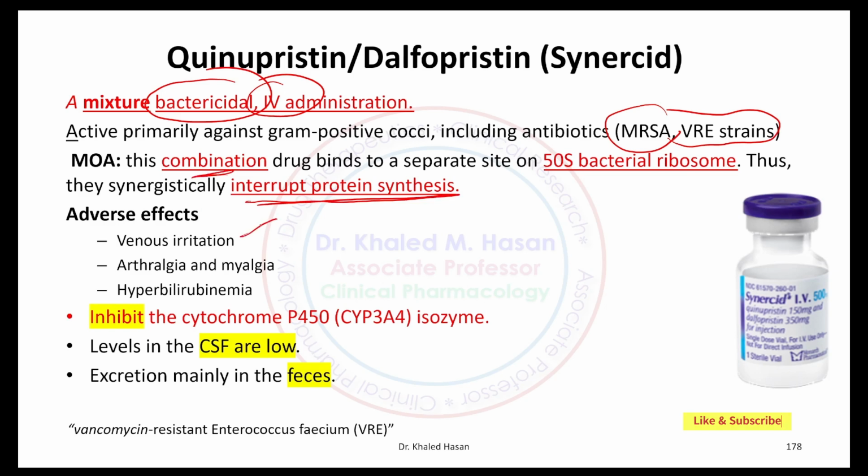This medication may cause venous irritation, arthralgia, myalgia, hyperalbuminemia, and hyperbilirubinemia. It inhibits cytochrome enzymes, achieves low levels in the cerebrospinal fluid, and is mainly excreted in feces. VRE stands for vancomycin-resistant Enterococcus faecium. So quinupristin-dalfopristin is mainly used for patients suffering from infections resistant to methicillin or vancomycin.